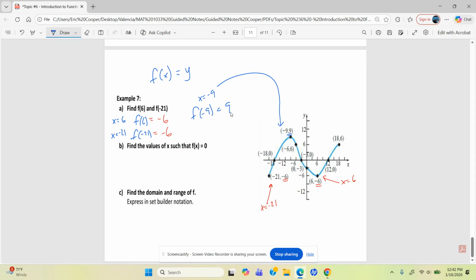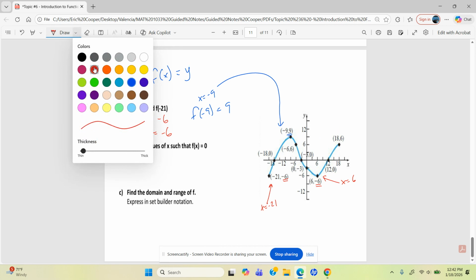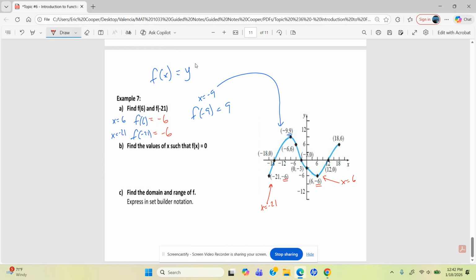Letter B is the opposite. It says find all the values of x such that f of x is equal to 0. So again, as we go through this, remember f of x is the exact same thing as y. So when it says find all the values of x such that f of x is equal to 0, it's saying find all the values of x where y is at 0.